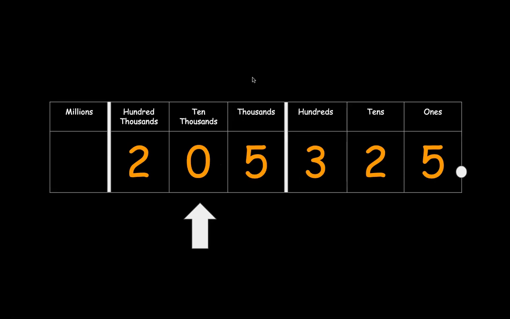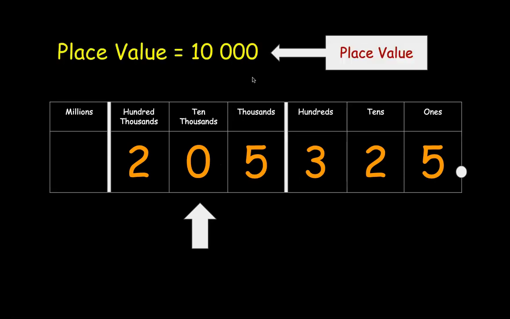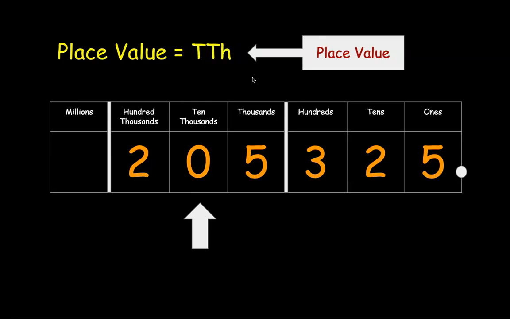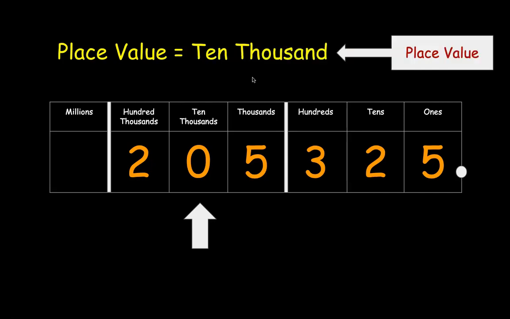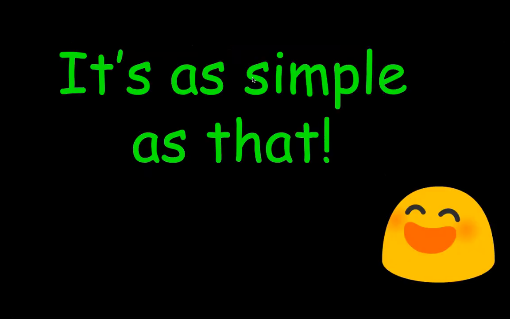But its place value, right? It's in the 10,000s column. Its place value is 10,000. Written like that. Look at the arrow. Or capital T and then big T, H. So it's T for 10 and then the TH for 1,000. 10,000 in words like that, or 10,000s like that. Okay. And it's as simple as that, guys. There's not much more to it. It's basically what column is it in.